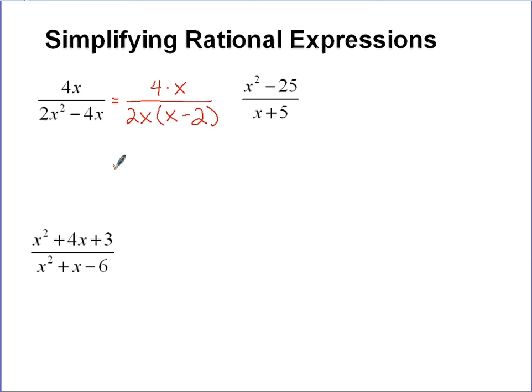Okay. Once we get it all factored, now we're trying to reduce. So I can see that I can reduce this. The x's can be reduced, and 4 divided by 2 is 2. So this would reduce then to 2 over x minus 2.